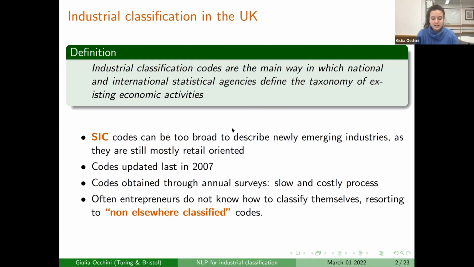In the UK, industrial classification is expressed through standard industrial classification codes, or SIC codes. These codes have been deemed too broad to describe newly emerging industries, and they're mostly oriented towards retail type of activities. This is mostly because the last time that these codes were updated was in 2007. Codes are obtained by the ONS through annual surveys, so companies are compelled by law to compile these annual business surveys, which are slow and costly, and often entrepreneurs do not know how to classify themselves, resorting to the "not elsewhere classified" code.